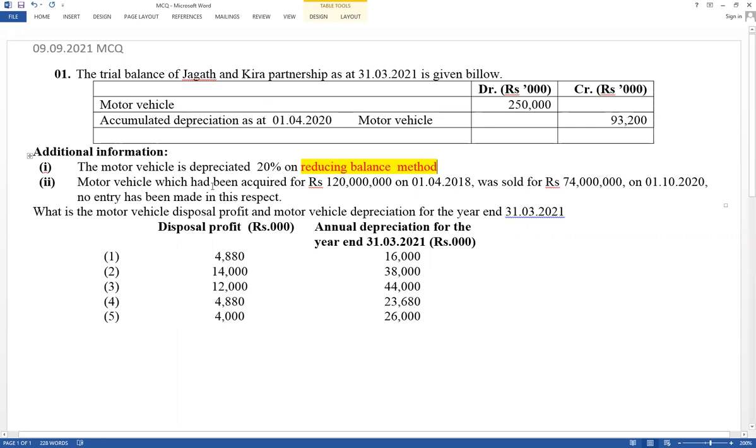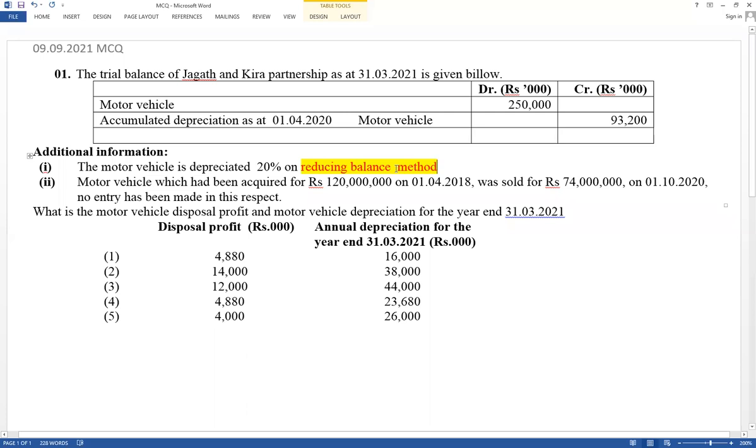Given motor vehicle which had been acquired for 120,000 on 1st April 2018 was sold for 74,000 on 1st October 2020. No entry has been made in this regard. Think disposal adjustment. Cost value 120,000. And given disposal value also. Given purchase date and disposal date. It is relevant for accumulated depreciation calculation.